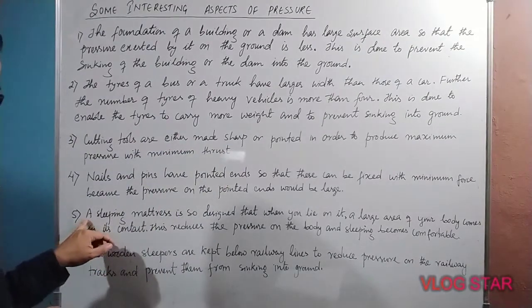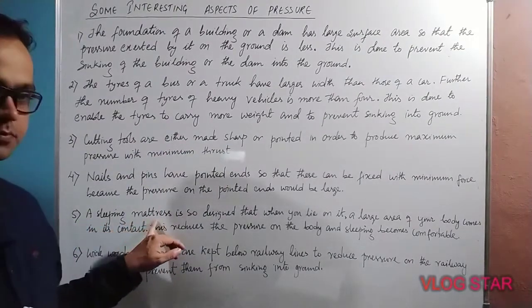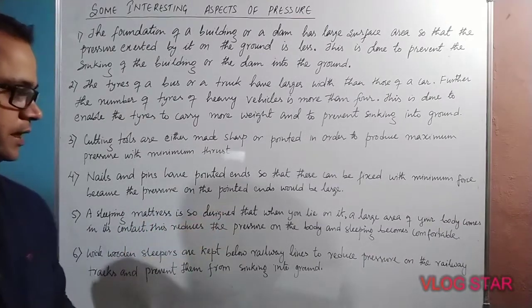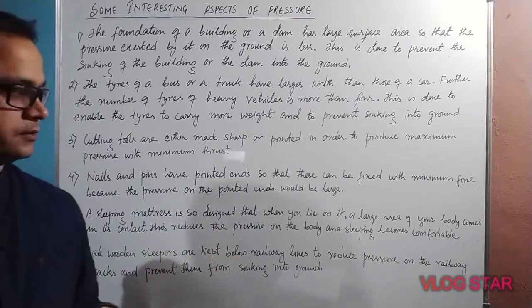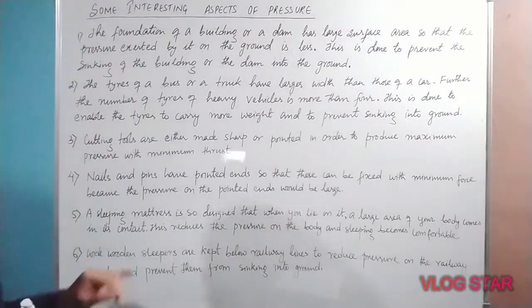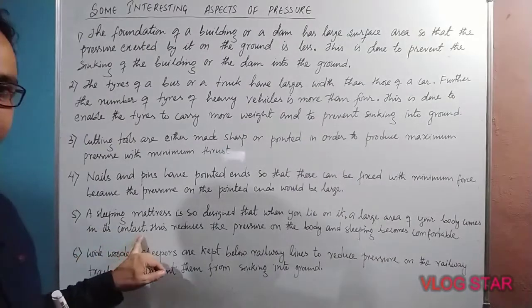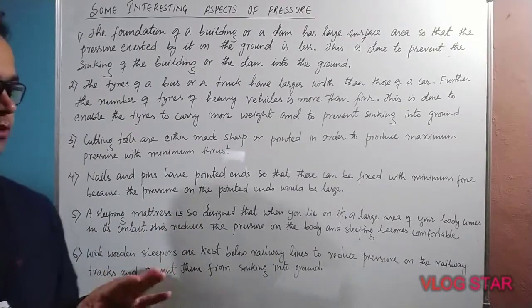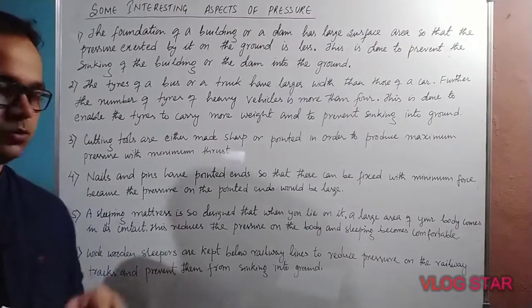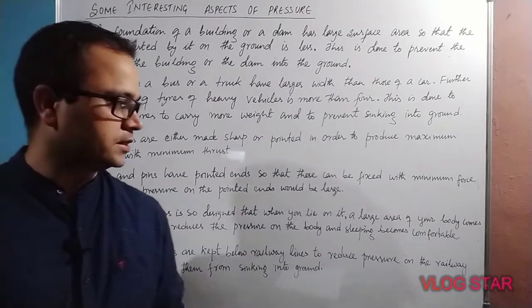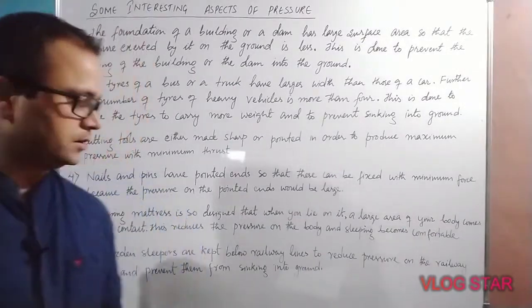Number 5 is a sleeping mattress. A sleeping mattress is designed so that when you lie on it, a large area of your body comes in contact with it. This reduces the pressure on the body and sleeping becomes comfortable.